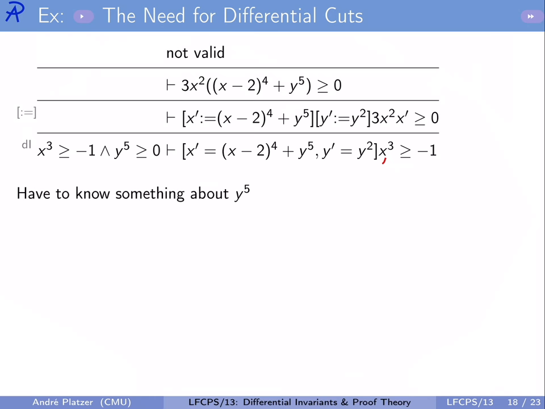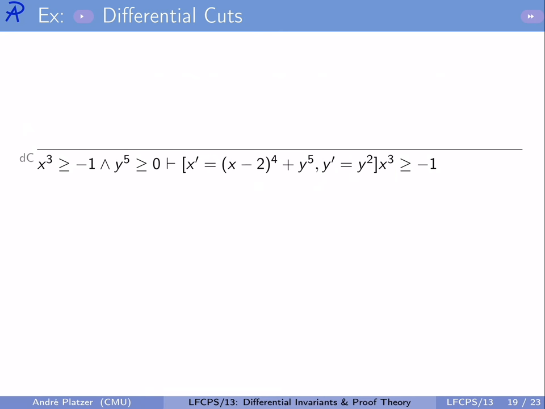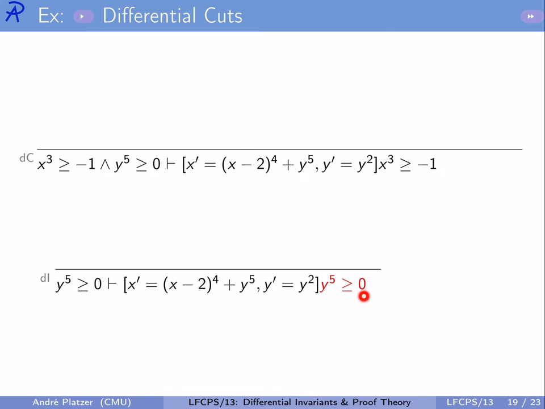We're interested in what the value of x is, but how x changes depends on how y changes. So unless we know something about how y changes, we never have a chance to prove anything about it. We could have seen it right away. Differential cuts to the rescue. For this question, we first ask ourselves whether y power 5 is greater or equal to 0 always.